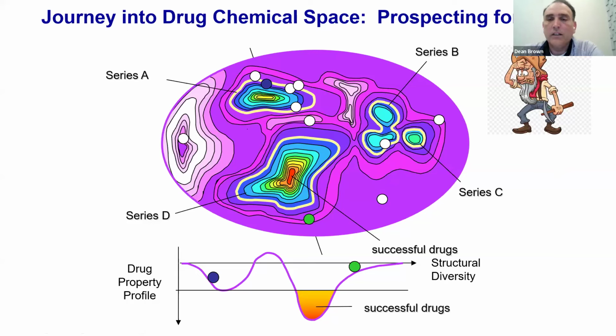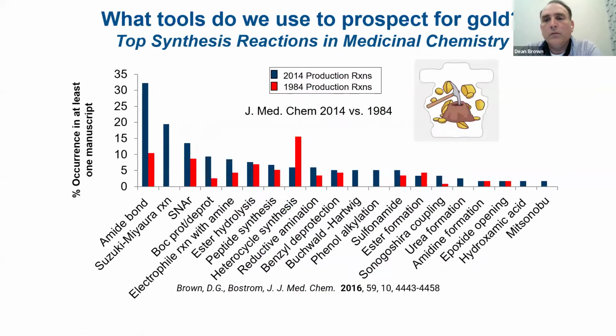And that's an obvious saying, but it really is. But also the tools we use become important. It's an article we wrote almost a decade ago, but it looked at the medicinal chemistry tools that we use and the change over the past few decades. These are the production reactions. That's the last reaction you use to make a compound that goes for testing.